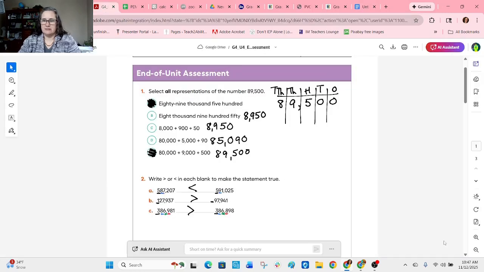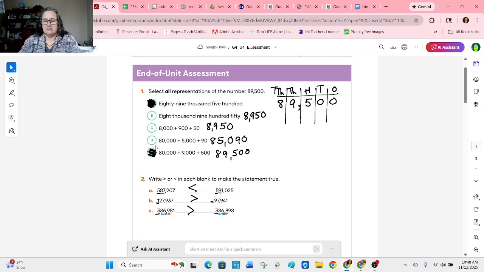On number 1, you'll see this is a great opportunity for students to use that place value chart. They're going to be finding all the representations for the number 89,500. You can see the first one is word form. Then we have word form for 8,950. So if we don't set it up in the right place value units, this could be a bit of a distractor. And if we get thrown off by B, we're probably going to be thrown off by C, where we have the expanded form for 8,950.